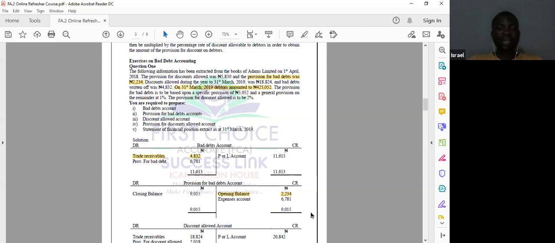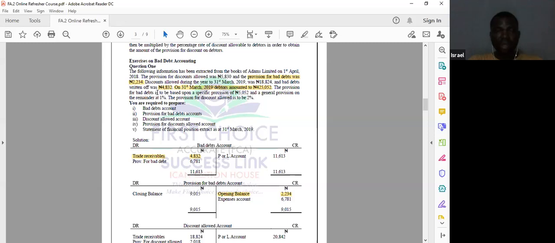Then after that, we now move to post the provision for the year. How do we post that? We look up here and check whether they gave us a provision for the year. They told us about the bad debt written off. We have used this figure as well.